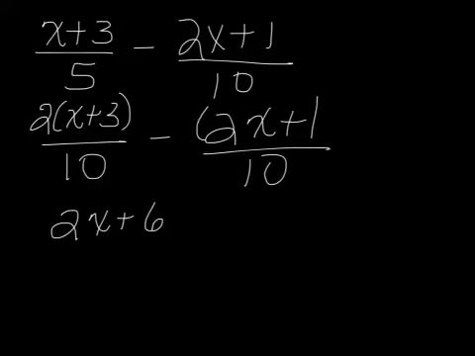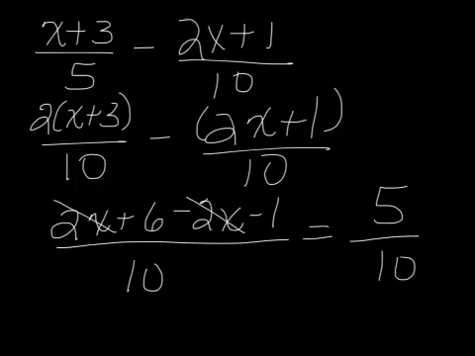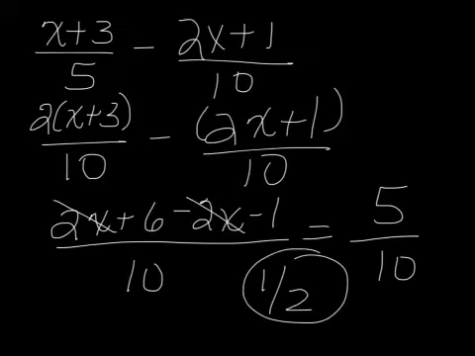Oh, have to be careful here. Have to distribute the negative. Have to show the love. Make it a negative 2x minus 1. Well, look, the 2x's cancel, and 6 minus 1 is 5. And 5 over 10 reduces to 1/2. Final answer.